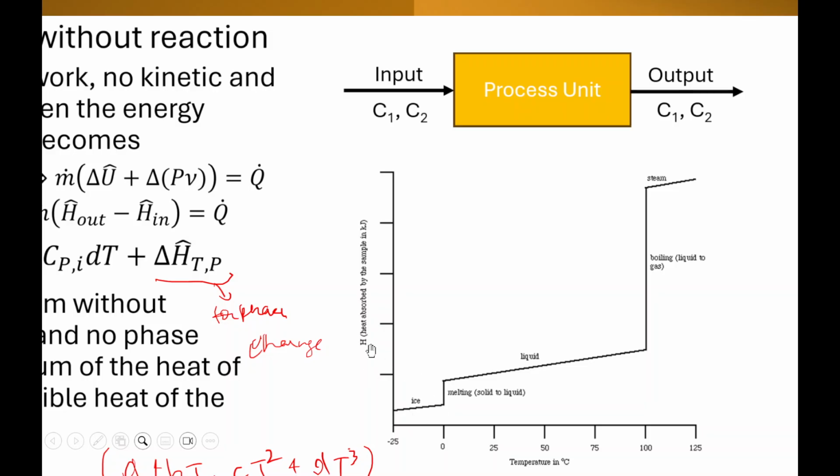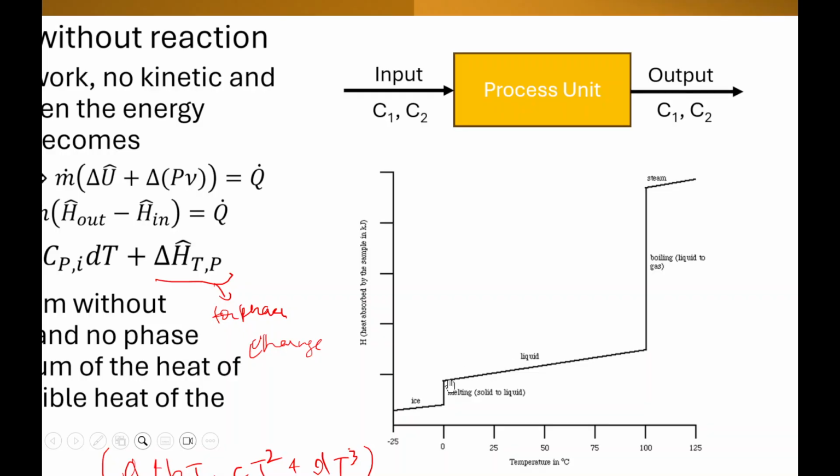So you can see this is heat absorbed by the sample in kilojoules. Heat is being added, however, at a constant temperature. Heat is also being added here as well. Heat is also being added here, but this is in a temperature range. This is at a constant temperature. So this is latent heat.